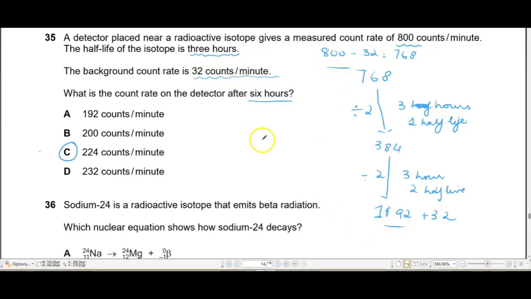So many students ask me, why do we have to first subtract the count rate and then add it back? If it has to be added back, why is it taken out in the first place? So see, when we've taken it out and followed the half-life pattern, the answer is very different.